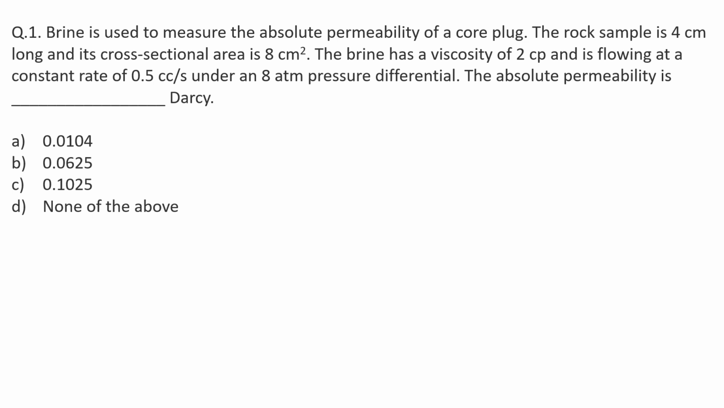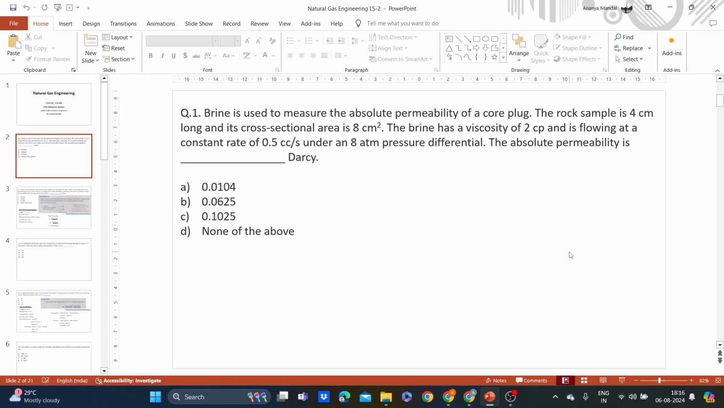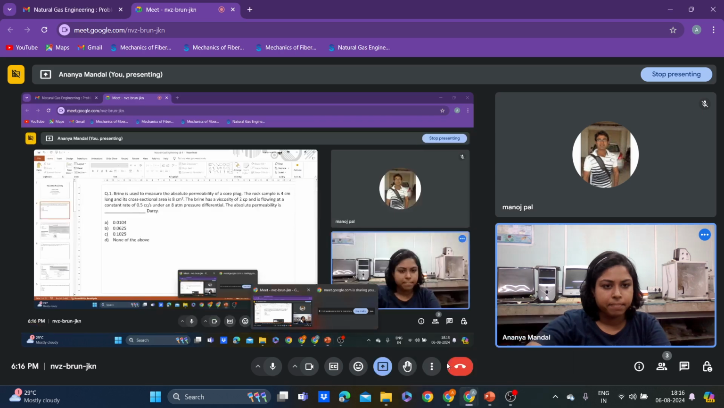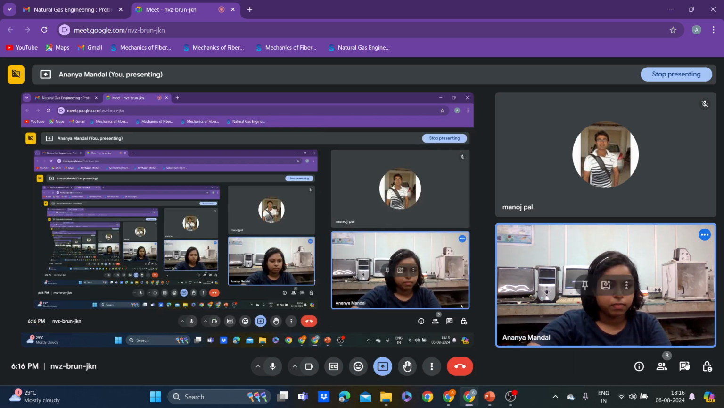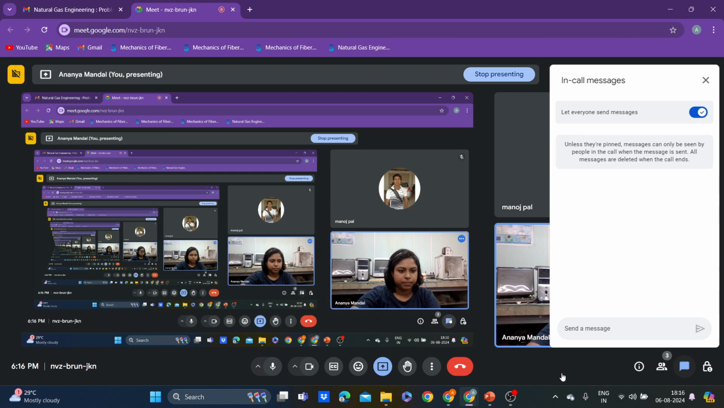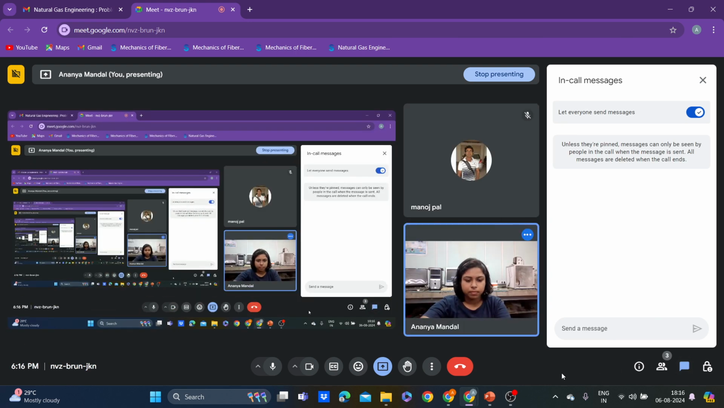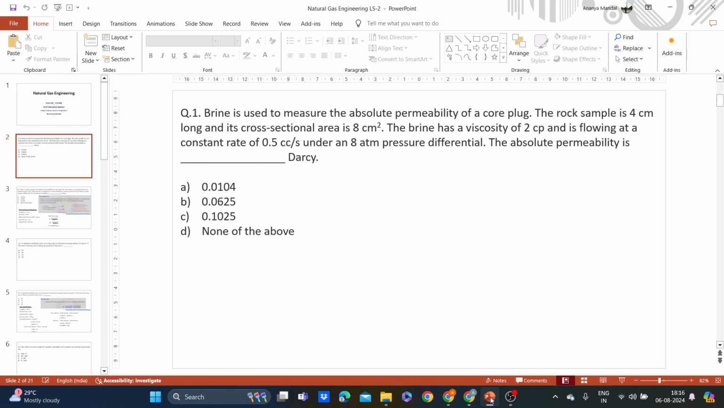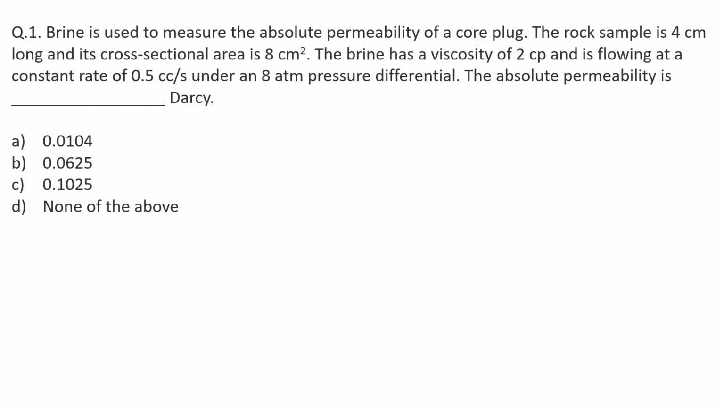So, can you tell me what equation will be used here to find out the absolute permeability? What law will be used? Manoj? Hello? Yeah, so can you tell me what law will be used here to find out the absolute permeability? No idea. I have not gone through with the session. Okay. So you did not see the live session, like the video session of the week 2 also?